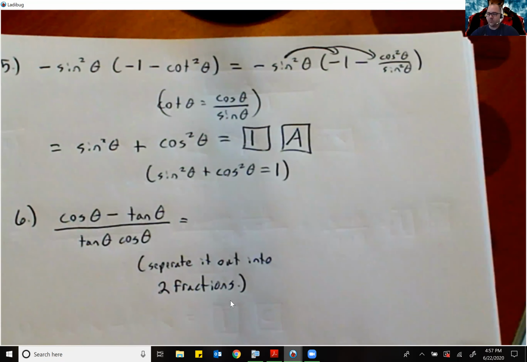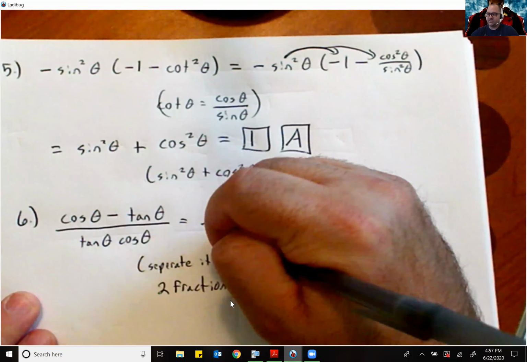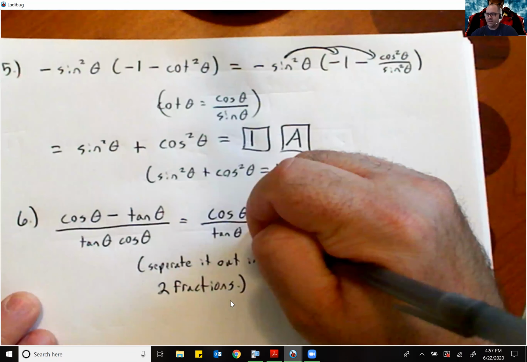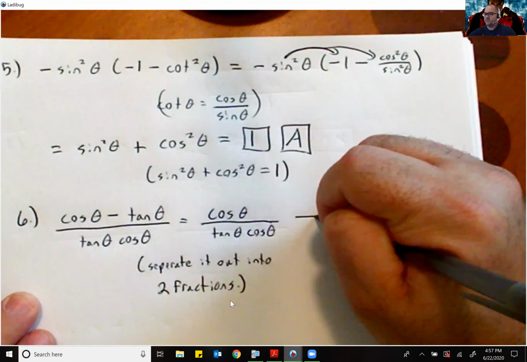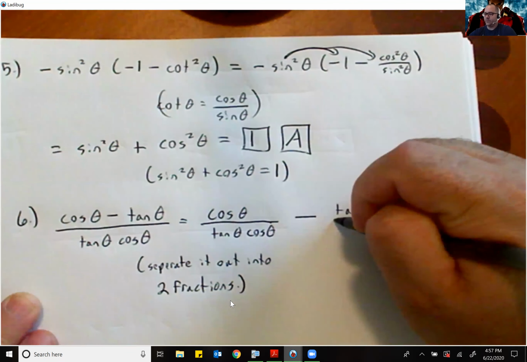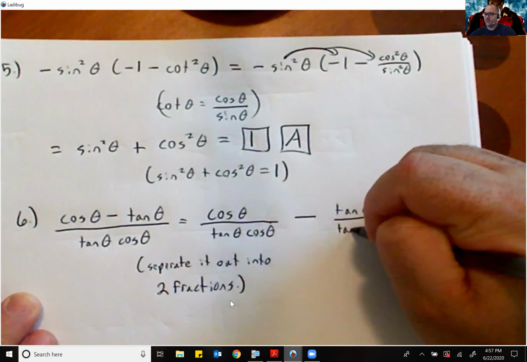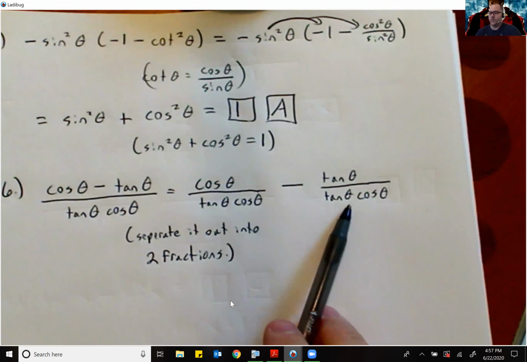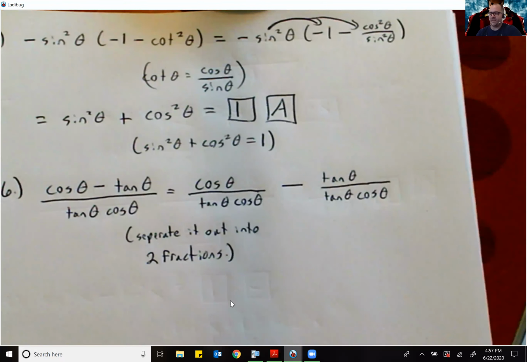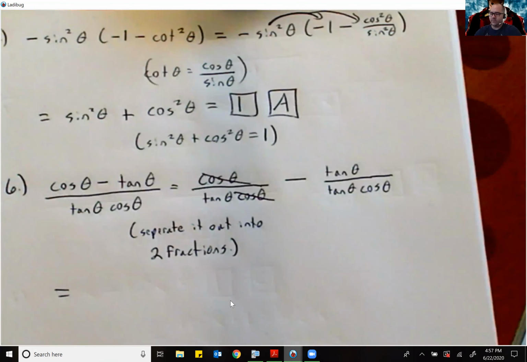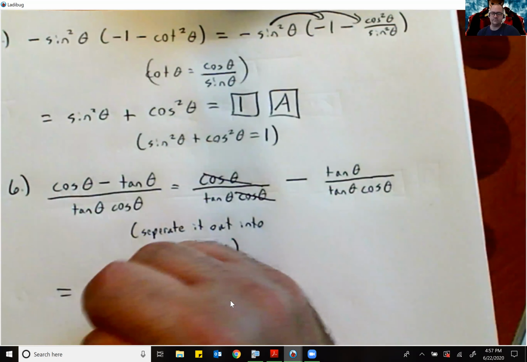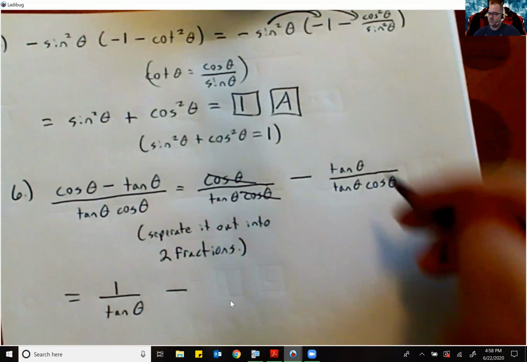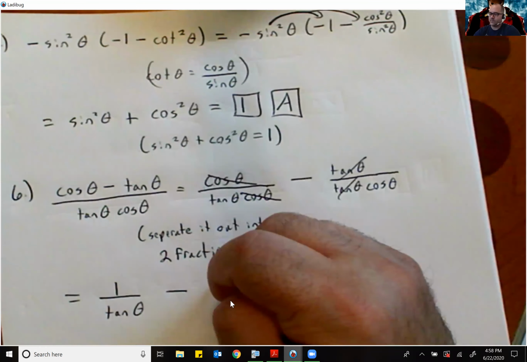So we're going to have cosine theta over tangent theta cosine theta, minus tangent theta over tangent theta cosine theta. So we separated them out. As you notice, we've got things in common in the numerator and denominator. They're going to cancel each other out. Cosine goes away, leaving you with 1 over tangent theta. Minus, the tangents go away, leaving you with 1 over cosine theta.